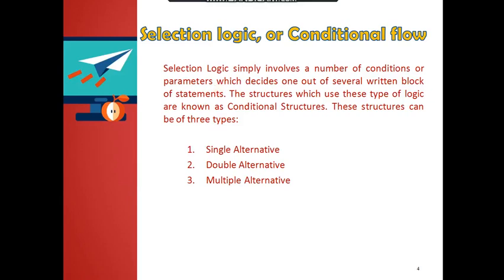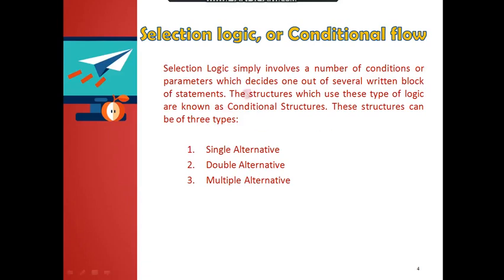That is what a parameter is. Parameter is the data which is provided to the program, which decides one out of several written blocks of statements. So the structures which use this type of logic are known as conditional structures, which we already learned in C++. Because according to the condition it moves. According to the condition provided by the user or by the program, it will move, not sequentially.